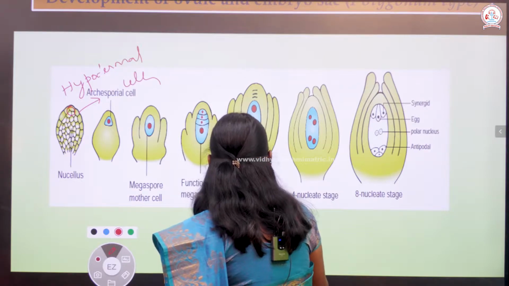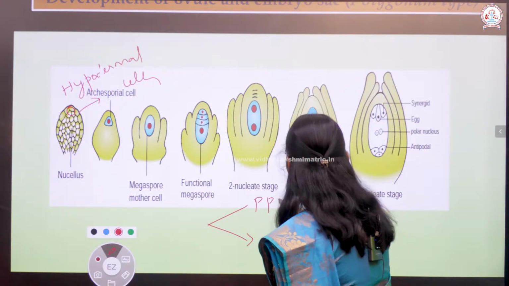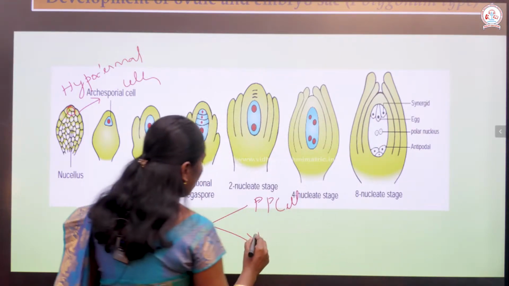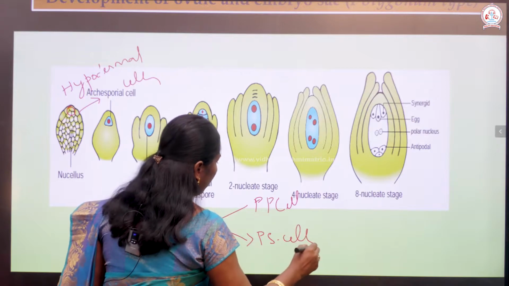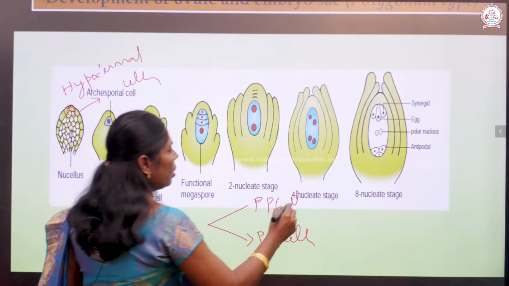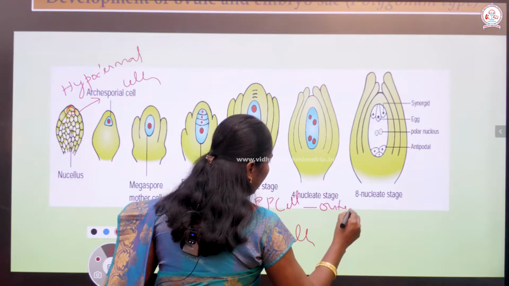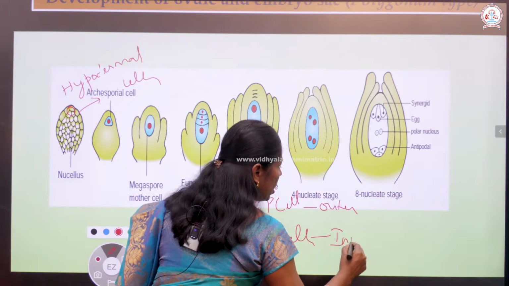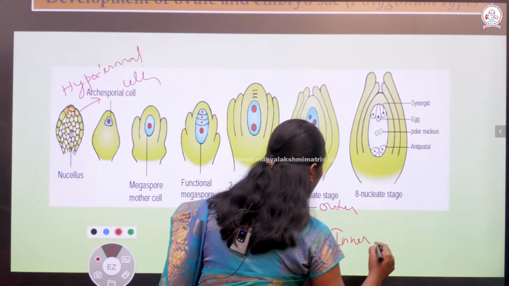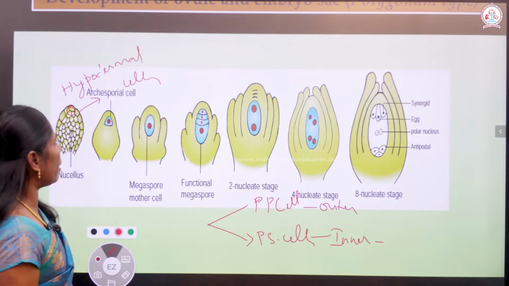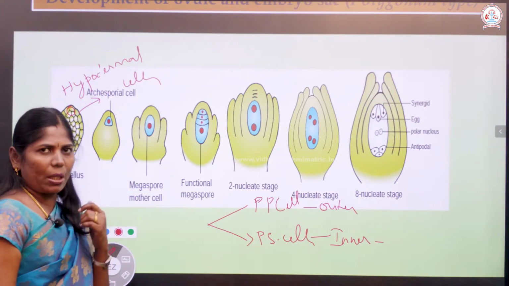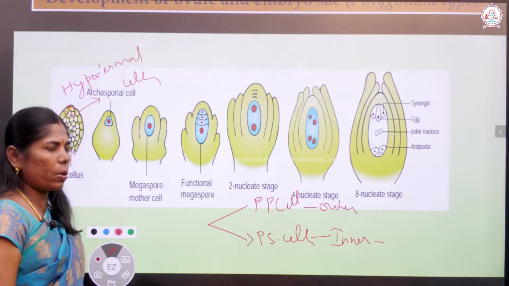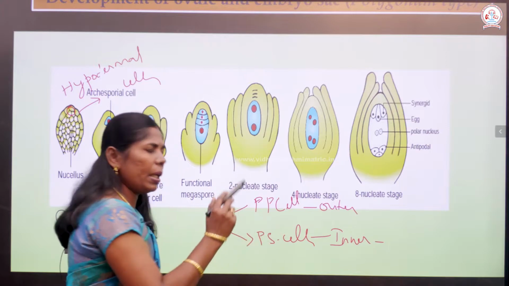One is the primary parietal cell, and another one is the primary sporogenous cell. The primary parietal cell is towards the outer side. The primary sporogenous cell is towards the inner region of the ovule. So the archesporial cell undergoes periclinal division, otherwise called transverse division, which gives rise to the primary parietal cells and primary sporogenous cells.